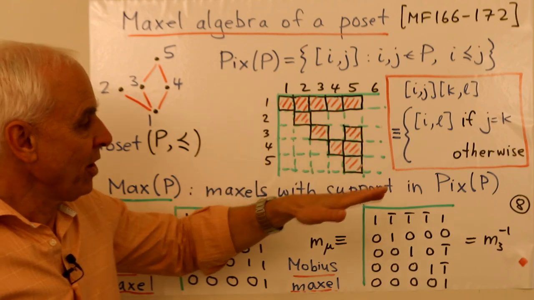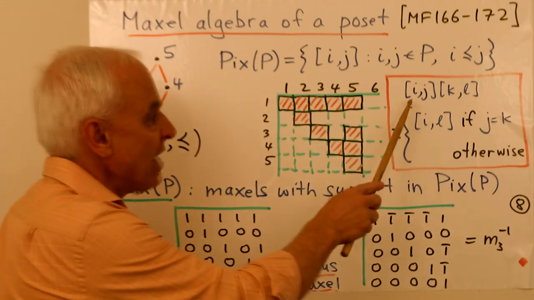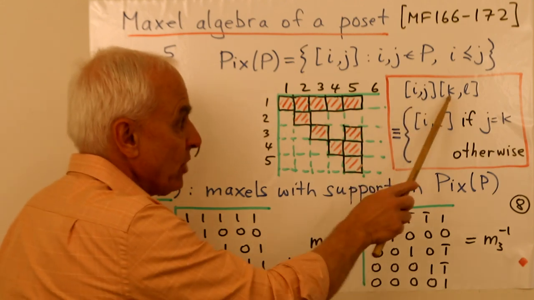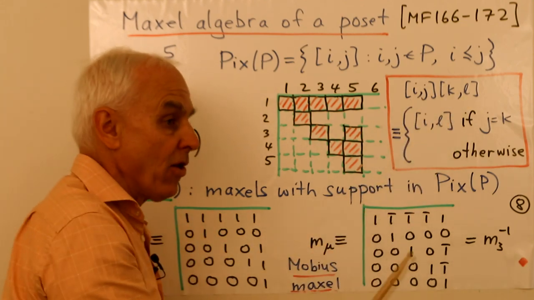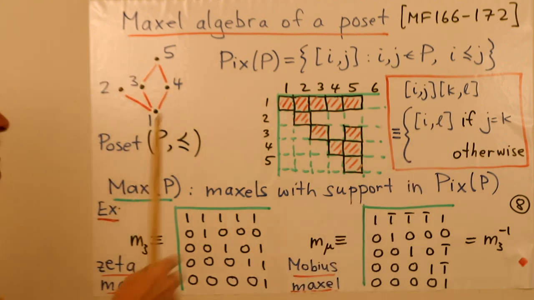That's exactly the consequence of the partially ordered set. If I is less than or equal to J, and J equals K, and K is less than or equal to L, then I will be less than or equal to L. It's a transitive property.